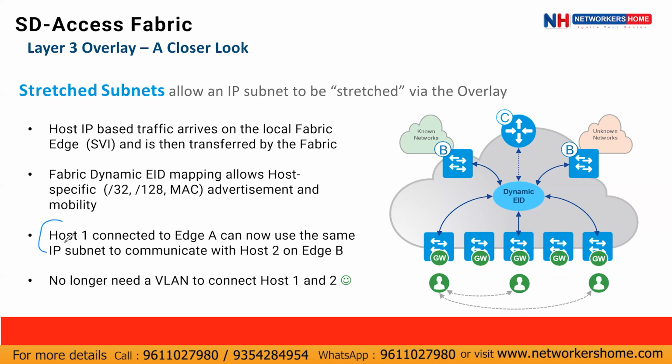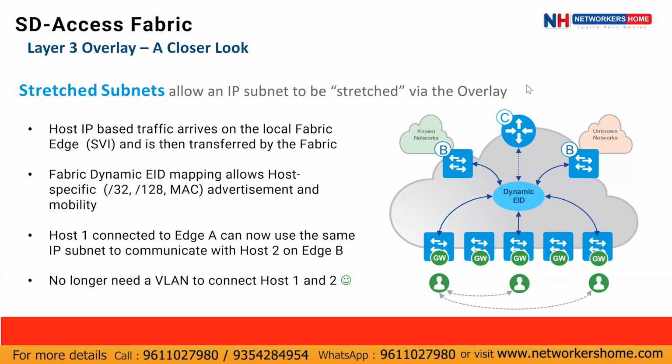Host 1 can use the same subnet to communicate with host 2, and you no longer need a separate VLAN to connect host 1 and 2. It can be a part of the same VLAN. The SVIs are present everywhere, so a direct tunnel will be formed for the communication, which will be using the overlay. Just a single hop traffic flow.